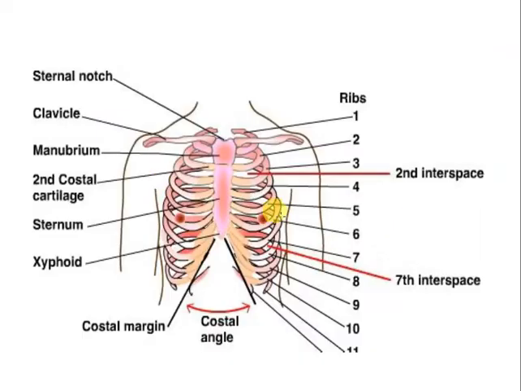So in the corner, we have the intercostal space. You see these are ribs, but these are spaces. You start to count the spaces: 1, 2, 3, 4, 5, 6, 7, 8, 9, then you have 10 and 11. And this is what you call the costal angle. The costal angle is different from the sternal angle.